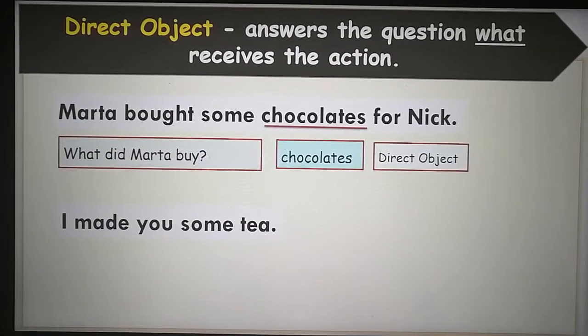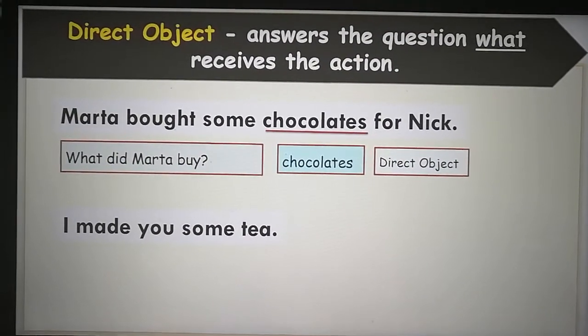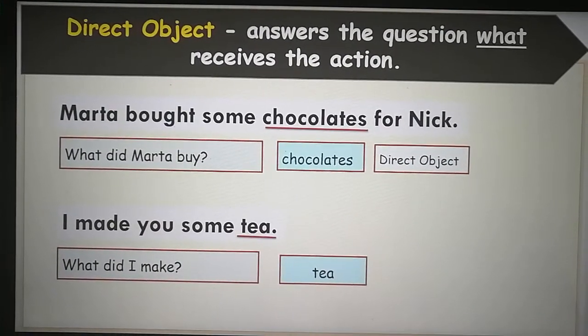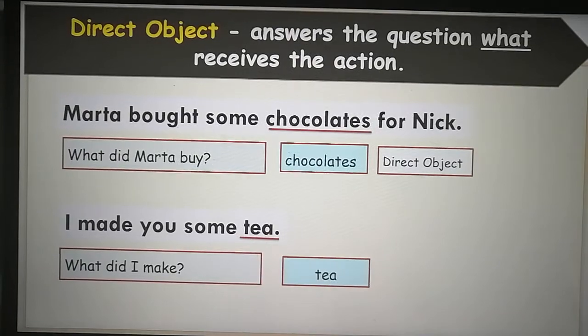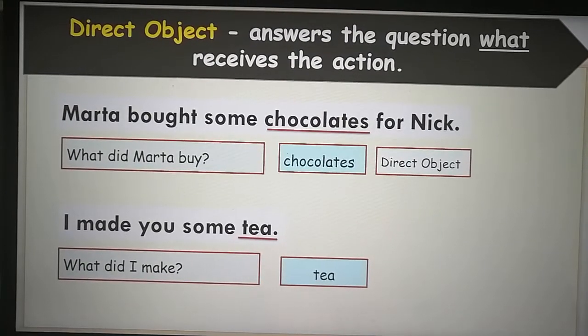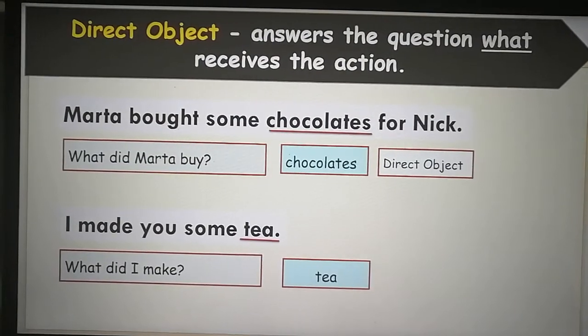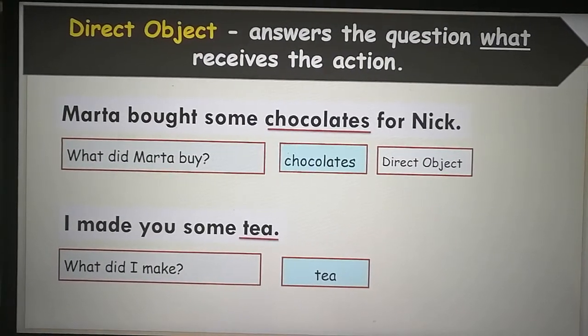Next example: I made you some tea. What did I make? I made tea. So tea is the direct object in this sentence. Remember, direct object answers the question what receives the action.